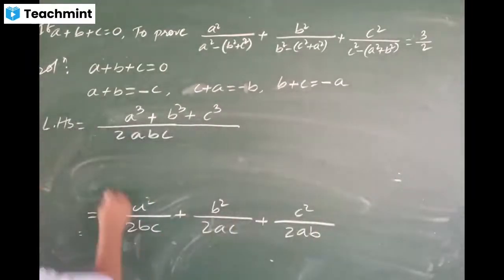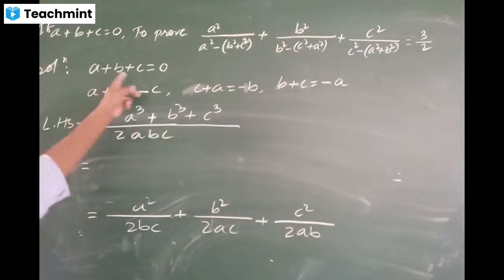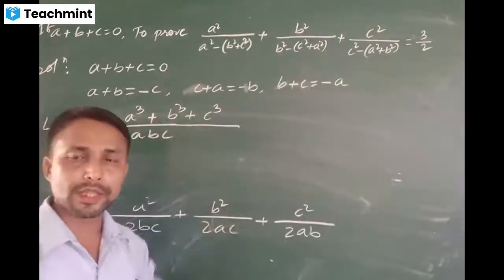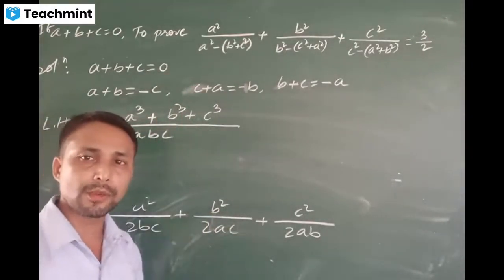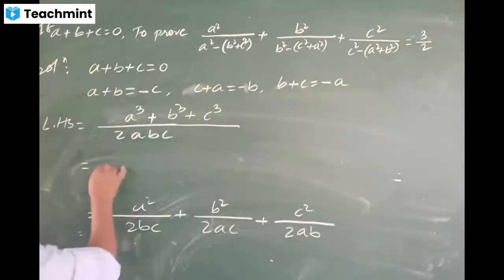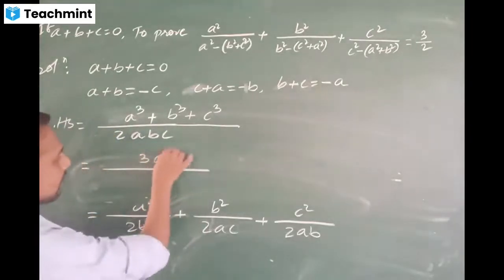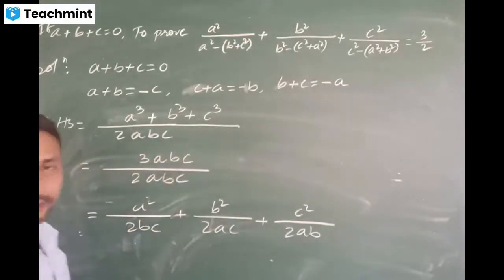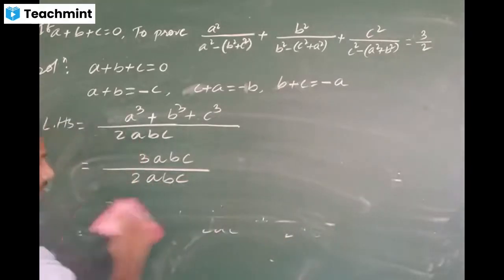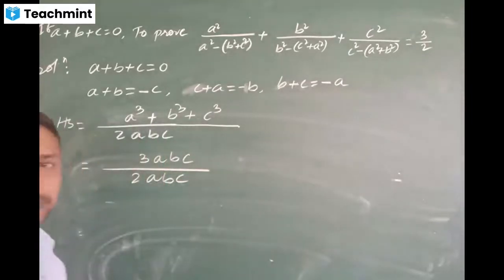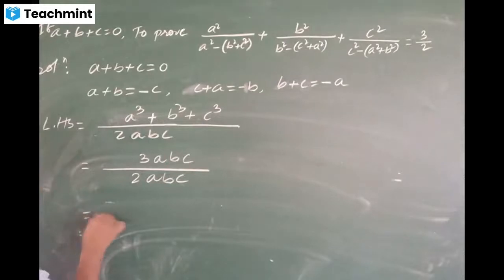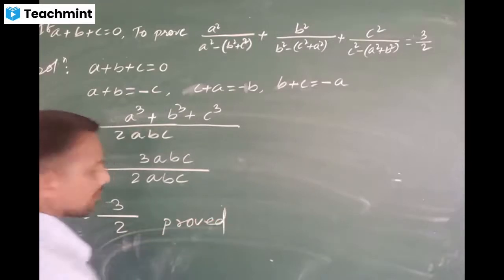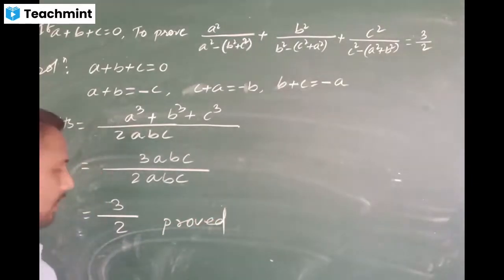Now, we know that a plus b plus c is equal to 0. Okay, a plus b plus c equal to 0, then a cube plus b cube plus c cube equals 3abc, divided by twice abc. Now 3abc by twice abc, here abc we can cancel in numerator and denominator, so 3 by 2. Right hand side.